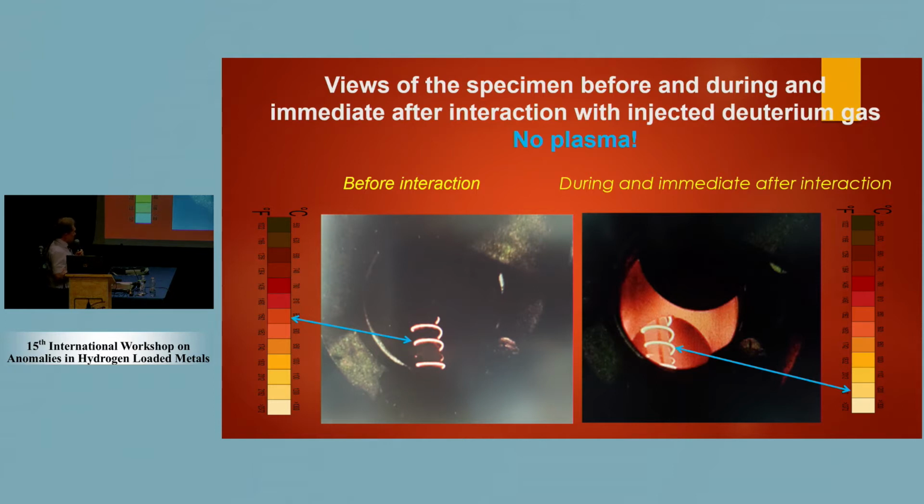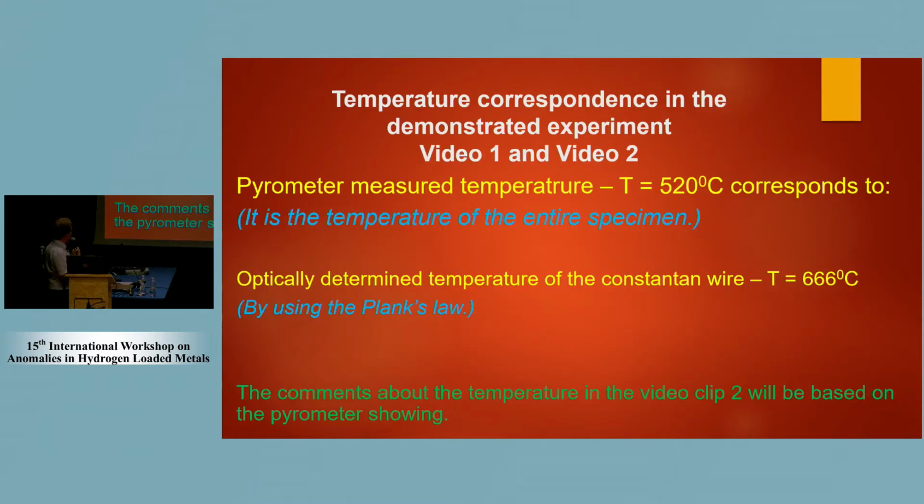During the experiment and immediately after interaction, we can see glow. The temperature of the wire corresponding to the brightness was about 1000 visually, and the alumina rod was visible. So now, we are going to see two video clips.